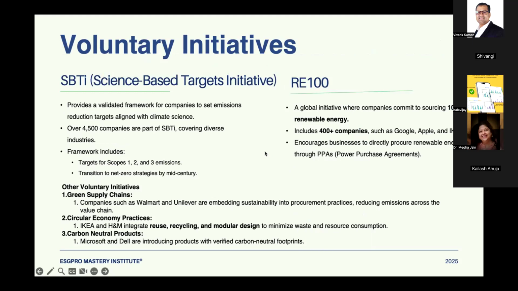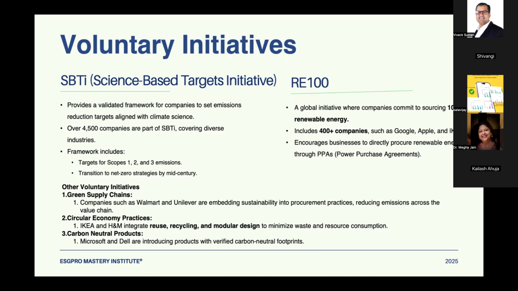Voluntary initiatives are two major initiatives you should be aware of. The first one is the Science Based Targets initiative. The problem with it is that once you start following it, you have to align with it. You cannot play with the target. More than 5,000 companies are part of SBTI, covering diverse industries. It is not limited to manufacturing or waste. It is available for all kinds of countries. Anybody who wants to set a net zero target can take it.